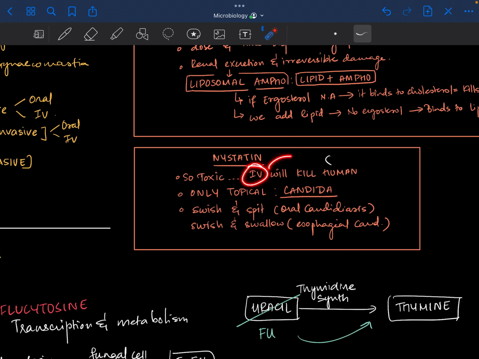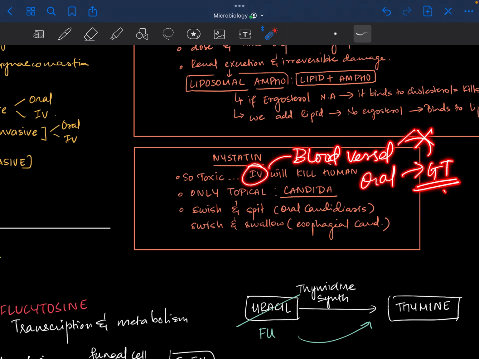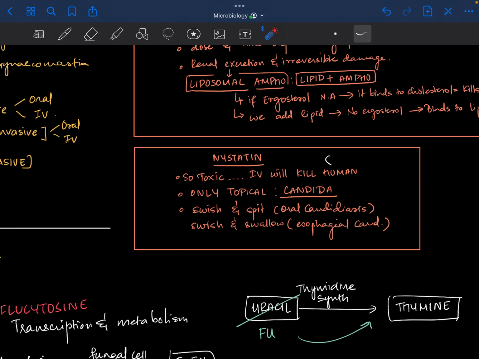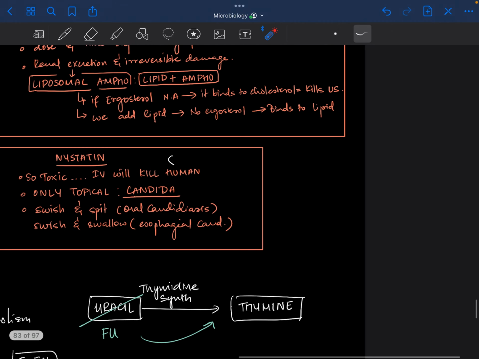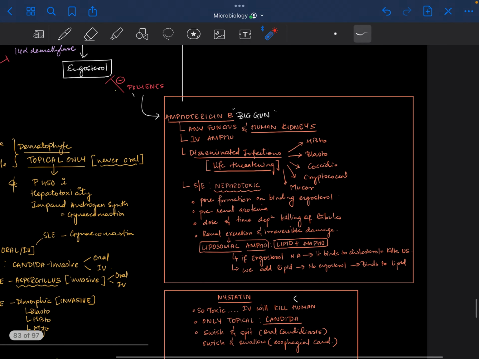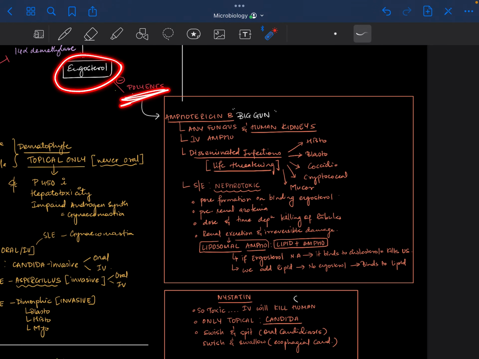Something IV means it goes in the blood vessels. But if you give something orally, it goes into your GI tract and not into your blood vessels. So there are two ways. So the only way you use topical nystatin is going to be for candidal, oral thrush, vaginal. And swish and spit is gargle and spit for oral candidiasis, swish and swallow for esophageal candidiasis. Okay, we're done with nystatin.